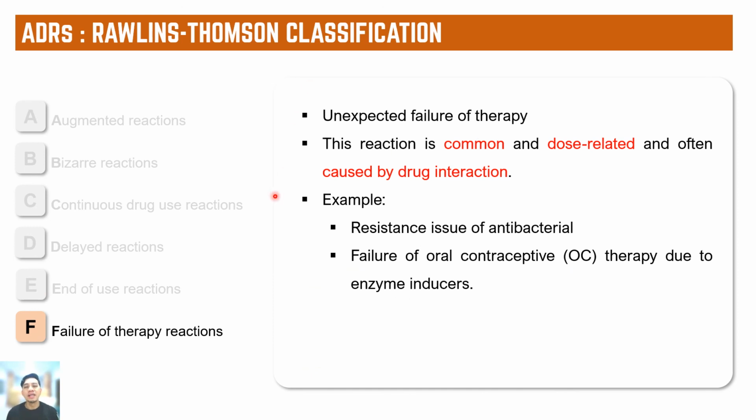So heading towards the last type of reactions before we have a short break, there is a type of reaction that is characterized by unexpected failure of the therapy. This reaction is common and dose related and often caused by drug-drug interactions. The most common example is treatment failure of anti-diabetics due to dialysis, aside from the resistance issue of antibacterials, as well as failure of oral contraceptive, or OC, therapy due to enzyme inducers.